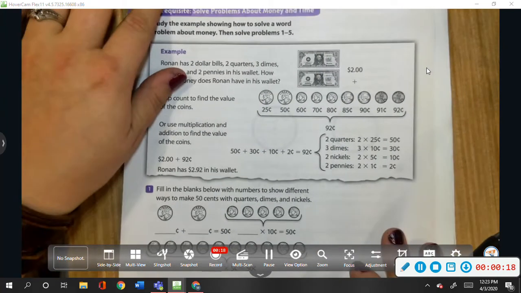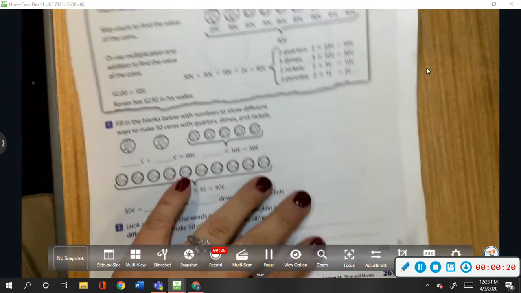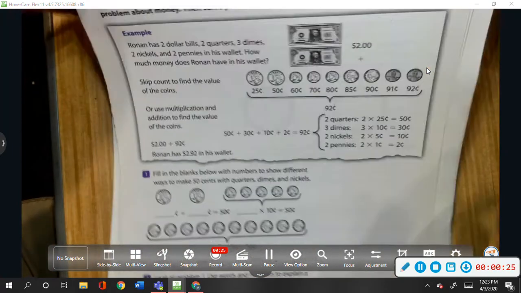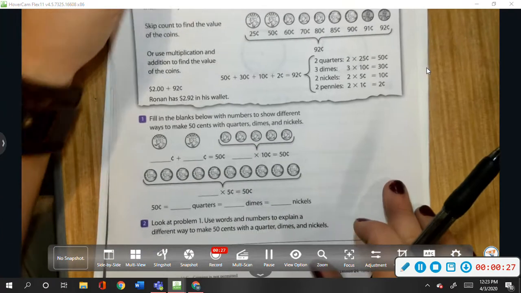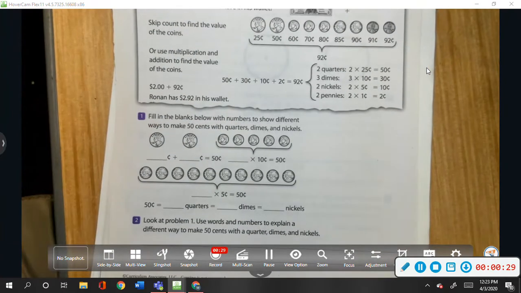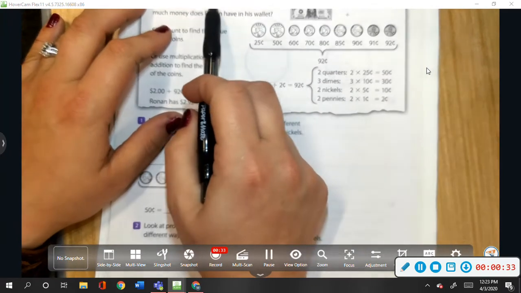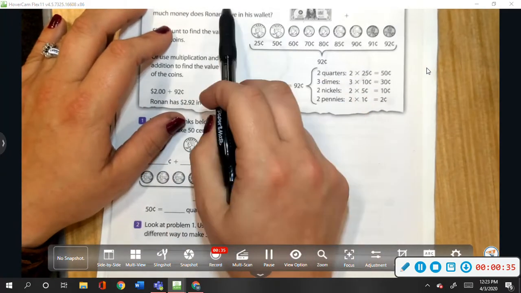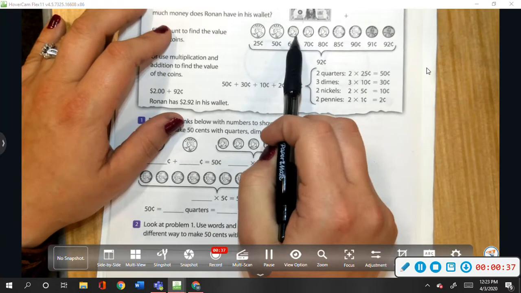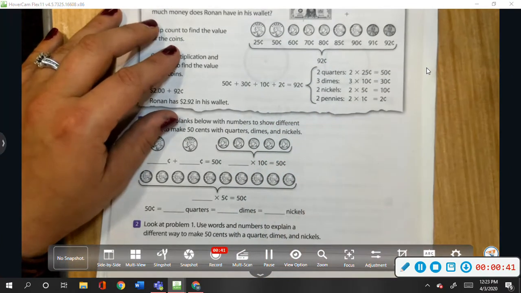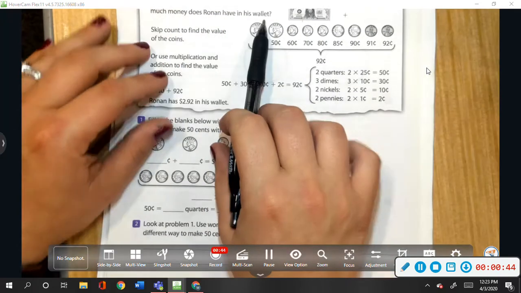Anywho, we're in the practice book, lesson 24, page 259. And like I said, we're just going to go through a couple of these to make sure we have a good understanding. Looking at the example, it says Ronan has 2 $1 bills, 2 quarters, 3 dimes, 2 nickels, and 2 pennies in his wallet. How much money does Ronan have in his wallet?